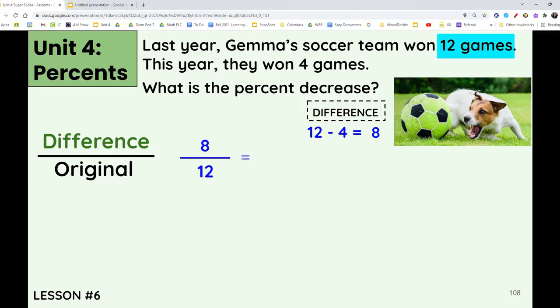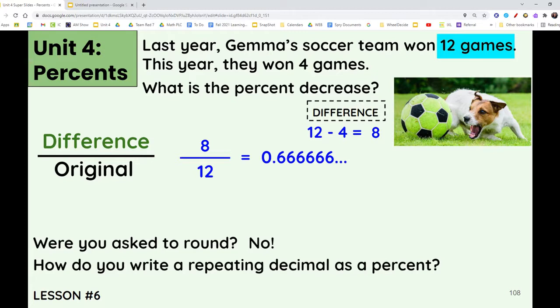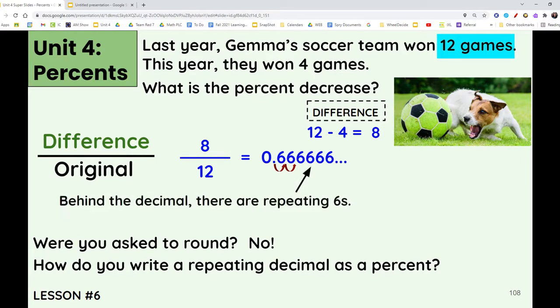All right, you should get 0.6 repeating. Were you asked to round your answer? No. So how do you write a repeating decimal as a percent? You still have to move the decimal over once, move the decimal over twice. That's where the decimal is going to go. So it's going to be 66 point, and then after that decimal, we'll be repeating sixes. So we would write it like this, 66.6 repeating percent. Because behind the decimal, there are repeating sixes.